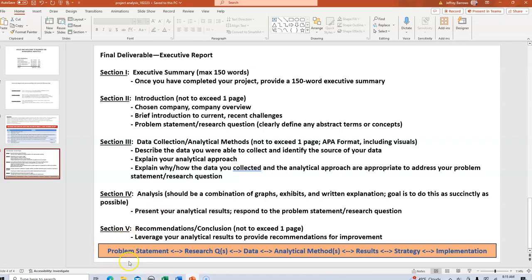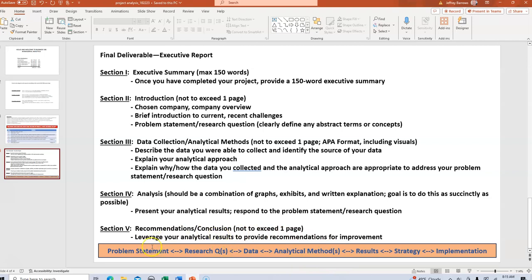Let me go down to this bumper sticker that concludes this slide. It says problem statement, research questions, data, analytical methods, results, strategy, and implementation. The premium on this project is being able to go from problem statement to strategy and implementation and showing a clear link which goes through the data that you have collected and the analytical methods that you have used to address the research questions, which address the problem statement.